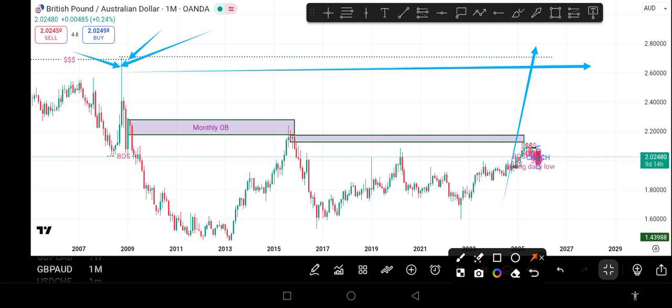Then this is my directional bias on the monthly time frame. Full stop. That is everything. I've known that my monthly time frame is saying that we should be bearish. We should be looking for sales. Always looking for sales.